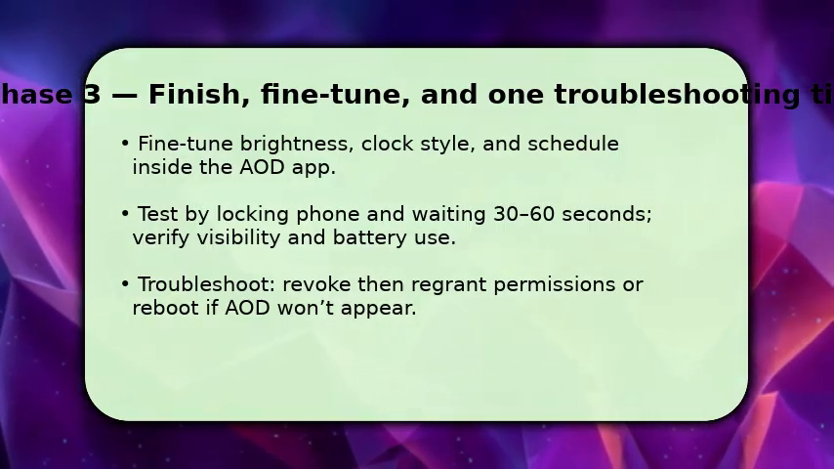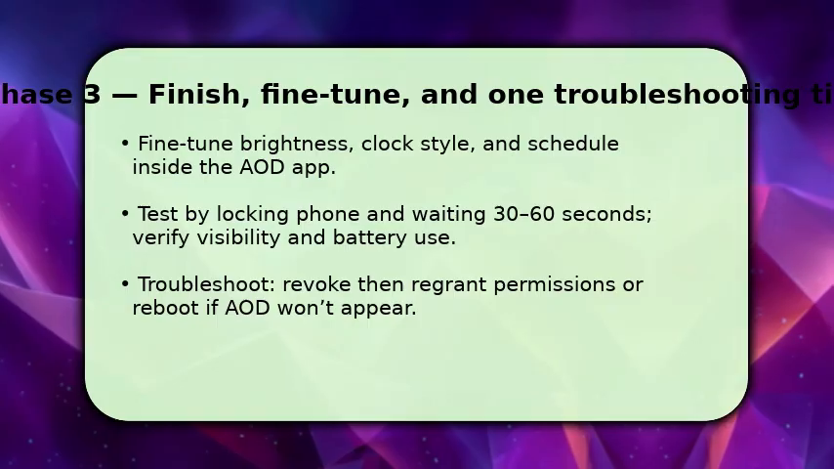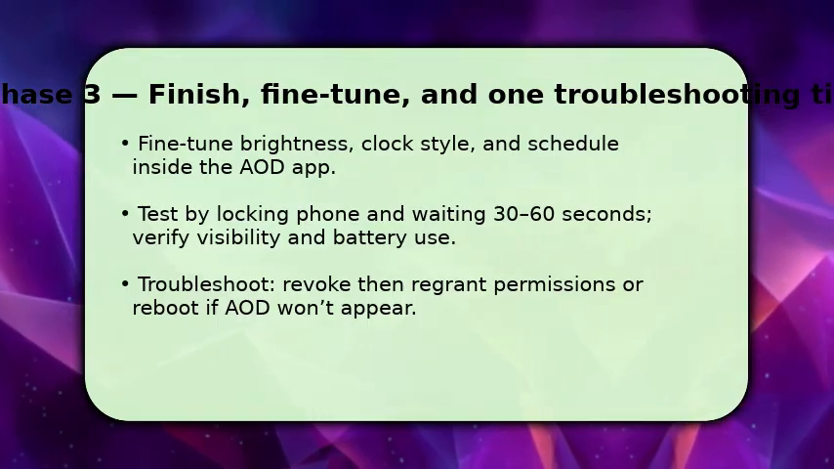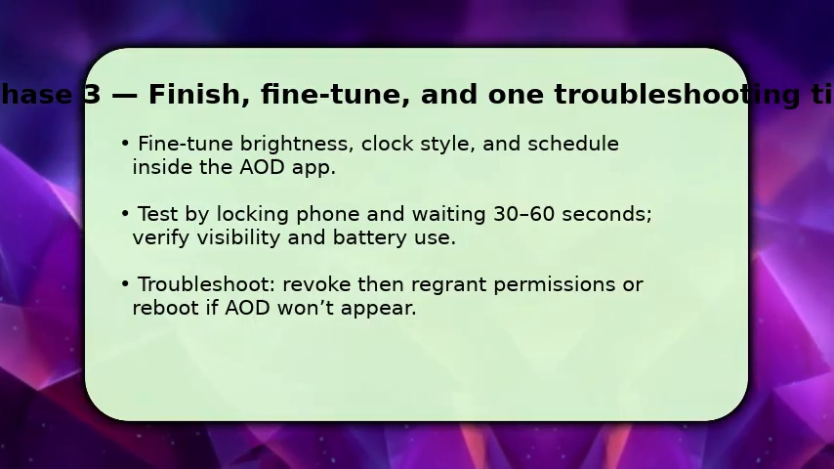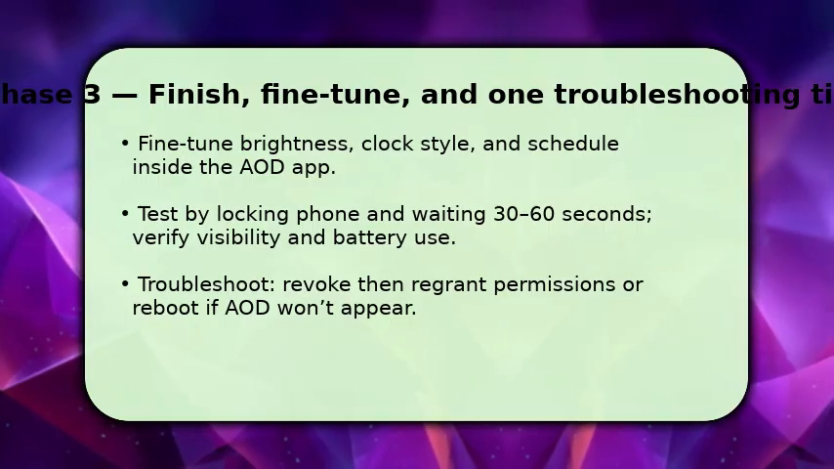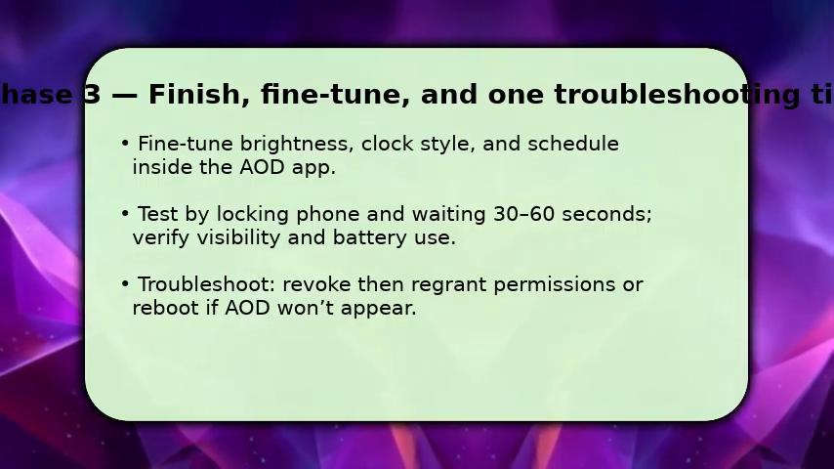If the AOD fails to appear, revoke the app's special permissions, reboot the phone, then regrant them. This often resolves MIUI permission conflicts. If problems persist, toggle battery optimization off for the app to prevent the system from killing it.